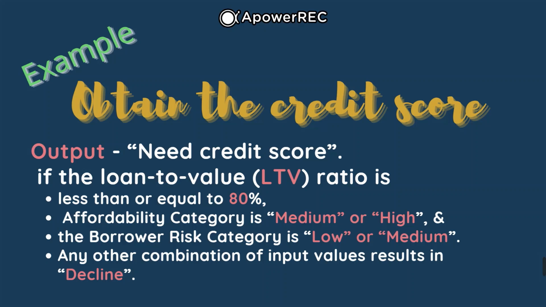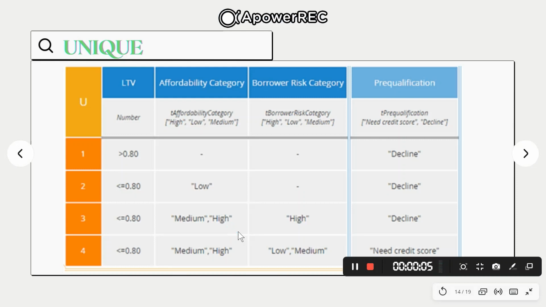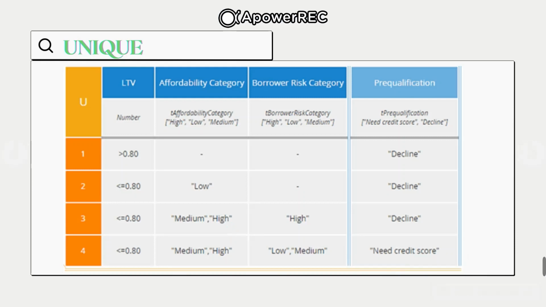If the loan to value, which is the LTV ratio, is less than or equal to 80%, the affordability category is medium or high, and the borrower risk category is low or medium. Any other combination of the input values results in decline. Let's start with the unique hit policy, where the U table has an advantage that any combination of the input values matches exactly one rule, so the resulting output is always crystal clear, which is the main advantage of using the unique policy.